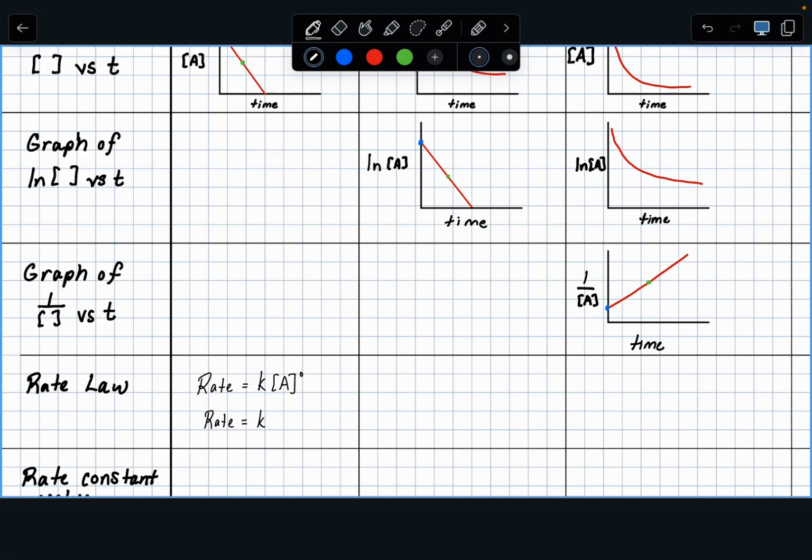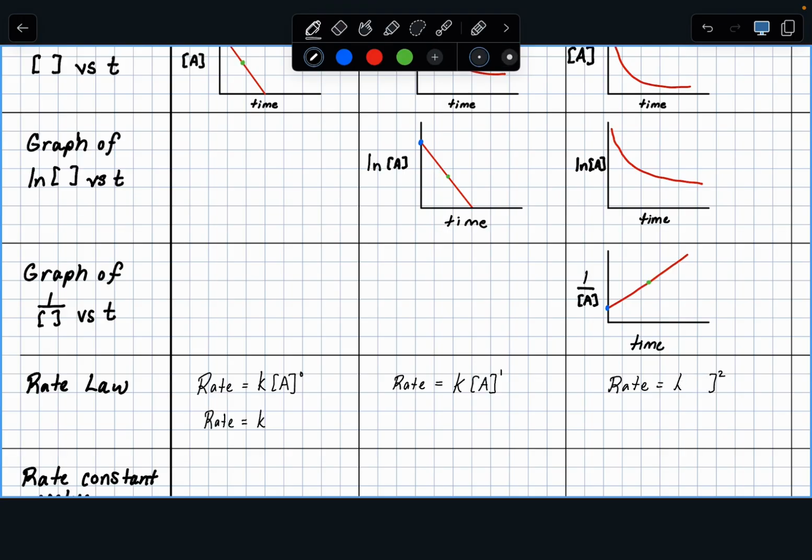If the graph of the natural log of all your concentrations is linear, then the exponent would be a 1. Whether you want to put a 1 or not, I would, but sometimes they wouldn't even have the 1. I would recommend doing that. And then if you graphed the natural log and it was still a curve, you could regraph it with the reciprocal of all the concentrations. And then that would mean that the concentration of A is squared.